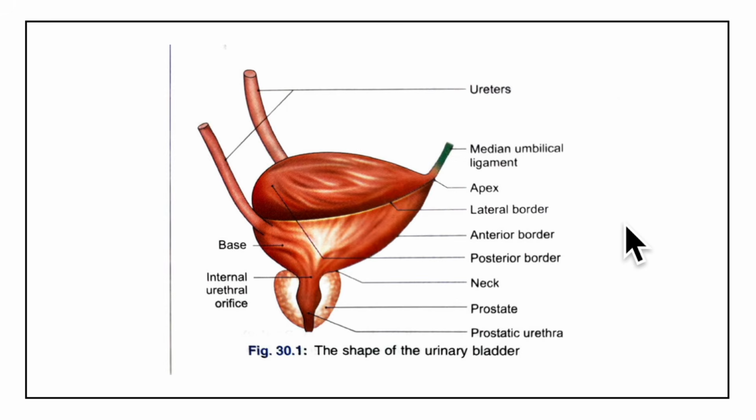Now let's learn about the relations of the urinary bladder. Firstly, we'll look at the relations of the apex. The apex is connected to the umbilicus by the medial umbilical ligament that you see right here. Next, we'll be looking at the relations of the base.